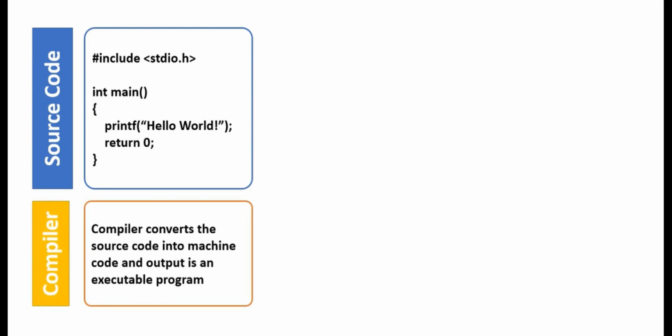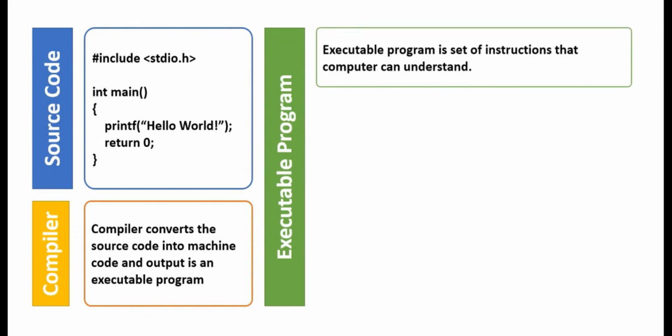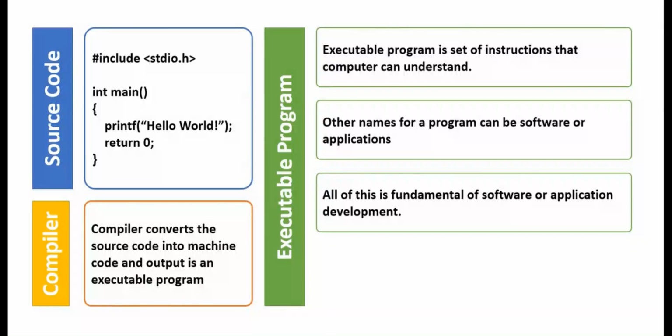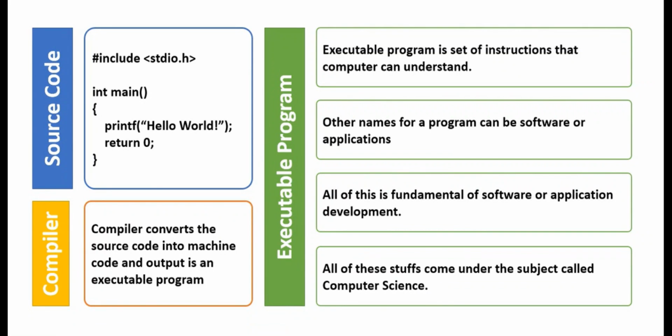Now the instructions written in a file are known as source code. There is a compiler that compiles and converts this source code into machine code so that an output can be given in the form of an executable program. Now an executable program is a set of instructions that the computer can understand. Other names for a program can be software or application. So all of this is the fundamental of software or application development. All of these things come under the subject called computer science. So basically computer science deals with all this coding stuff.